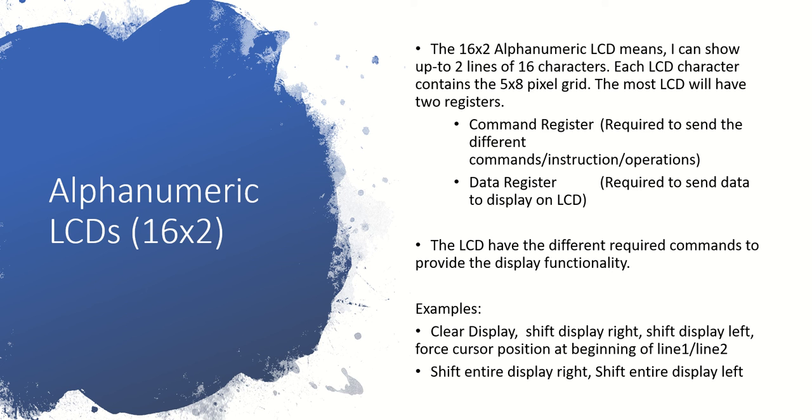The LCD has different commands to provide the display functionality, as mentioned here. For example, clear display: if I want to clear the complete display, that is one command. Shift display: the LCD itself provides that functionality. If you want to shift the display, there is a command for that, with two options, shift right and shift left. Then you have force cursor position to the beginning of line 1 or 2, if you want to put the cursor on the first line or second line. Also we have a command to shift the entire display right or left. These are the different commands which the LCD directly provides.